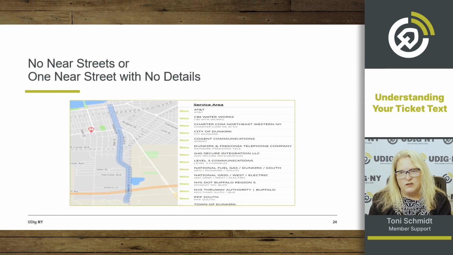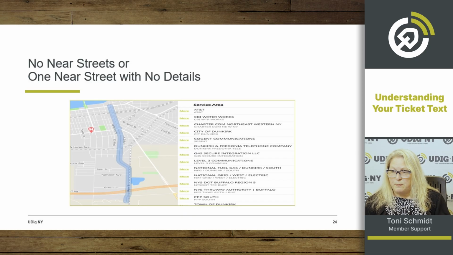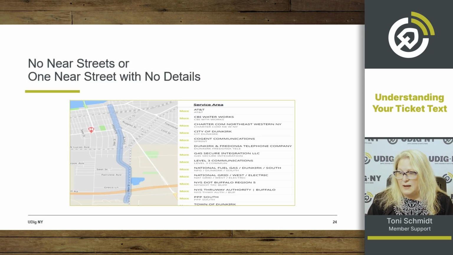When there's no near streets or 1 near street with no details, if the location is a parcel and found on our map, the parcel map will be submitted. But if the parcel is not found and the excavator does not have the near streets available, the entire road the excavation is on will be notified. Again, this is to err on the side of safety for both the excavator and the member. Reviewing this example, because the entire road was notified, 13 service areas were notified. But by providing cross streets, the excavator may have saved time for both themselves and the members.